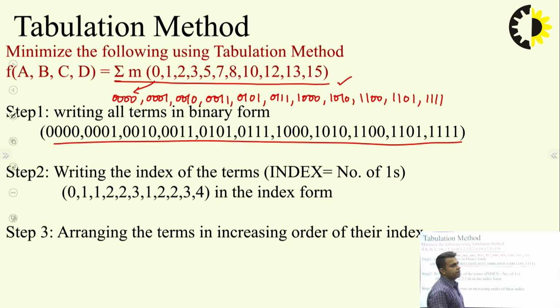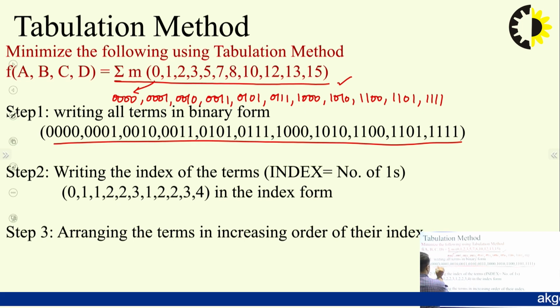The next step is to write the index for each binary term. What is the index? The index is the number of ones present in a min term. In 0 0 0 0 there is no one present, so the index is 0. For 0 0 0 1, only one is present, so the index is 1. Again, 0 0 1 0 has only one one present.